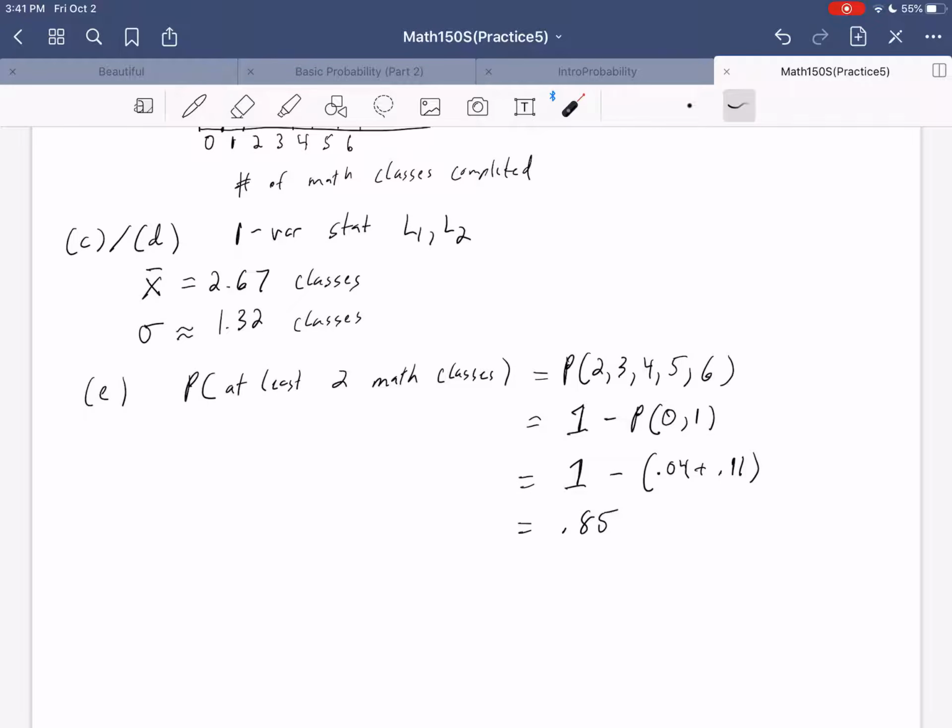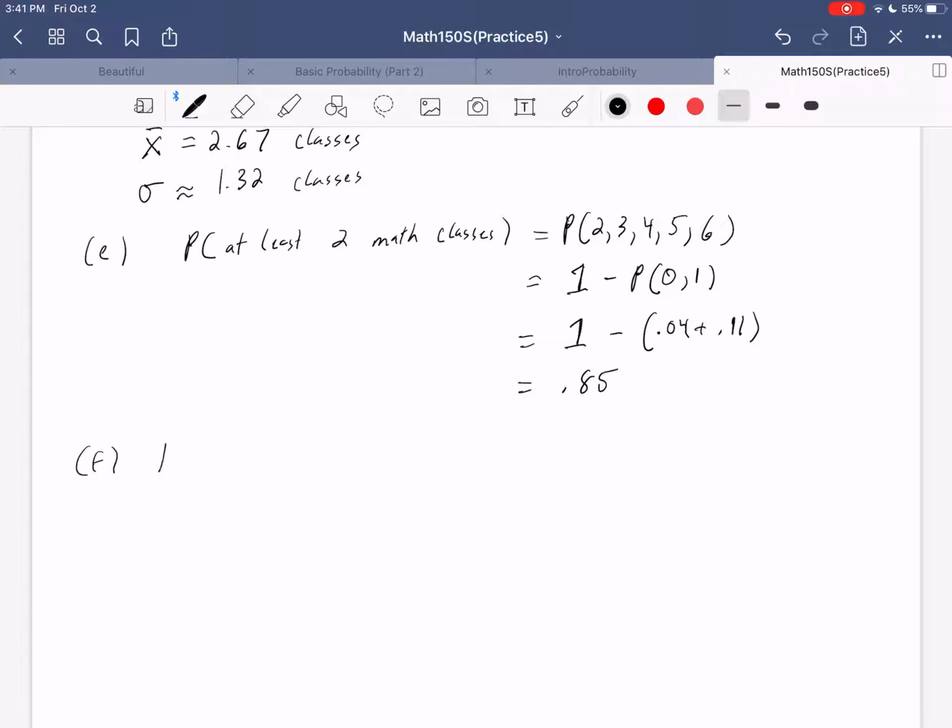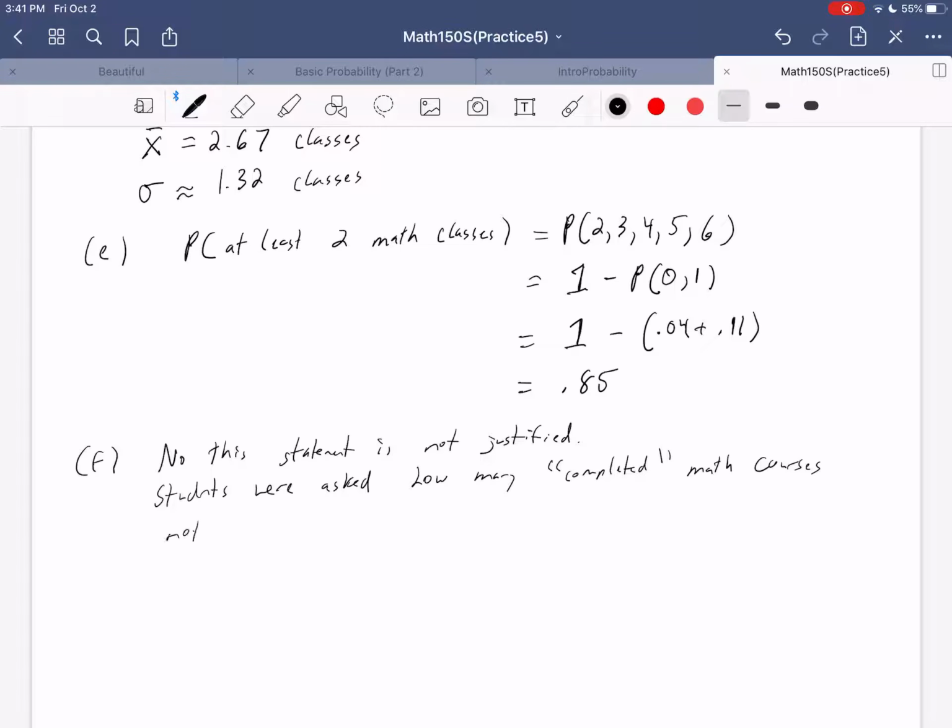So our statement in F here would be, no, this statement is not justified. Right? Students were asked how many completed math courses, not how many taken. So, in other words, we're saying that there might be a percentage of students who took a math class, did not successfully complete it, but still graduated. So that means that the researcher's claim of saying that the 4% who never completed one is not the same as saying that 4% never take any.